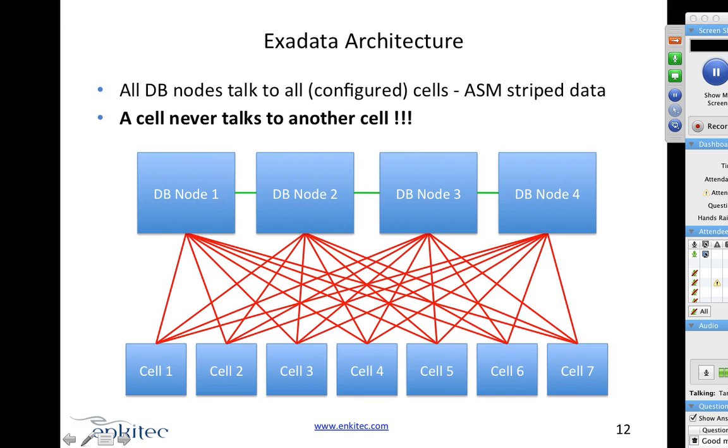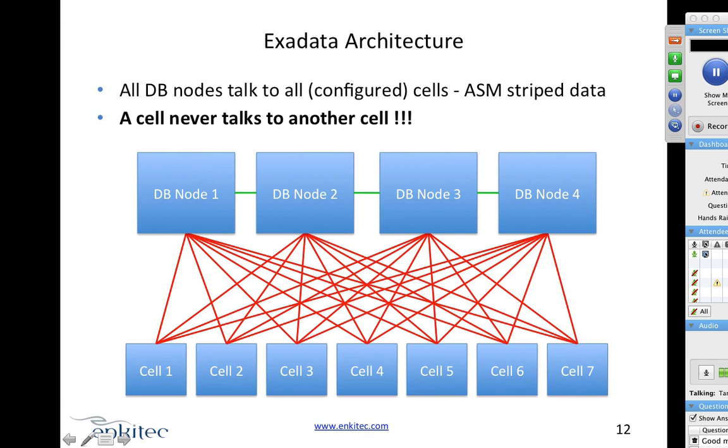So I try to illustrate this. If these four boxes up here are the database nodes, the compute nodes, and these are the seven storage cells in the half rack, then these red lines are supposed to illustrate that one cell never goes and talks to another cell. And why is it important? Why is it done so?